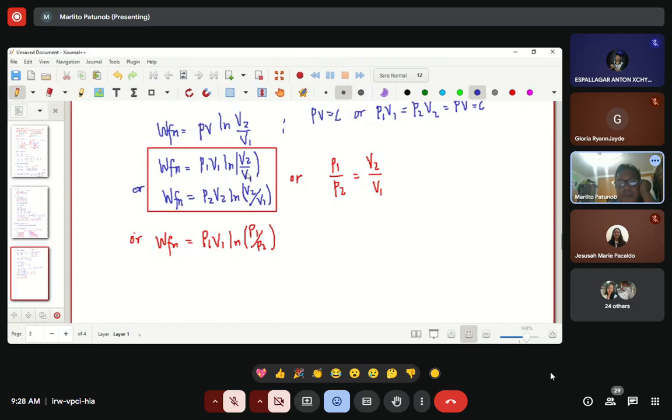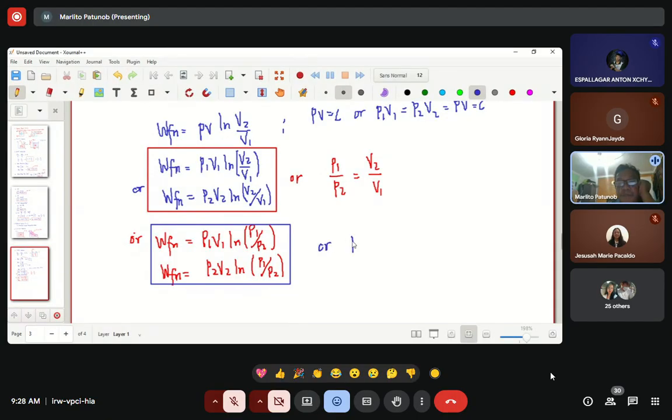Okay. Or your work length flow can also be P2 B2 ln of P1 over P2. Okay, so these are the relationships. There are other ones too.